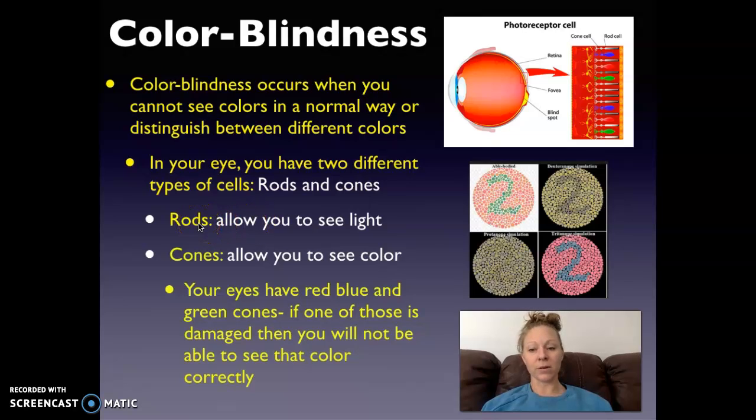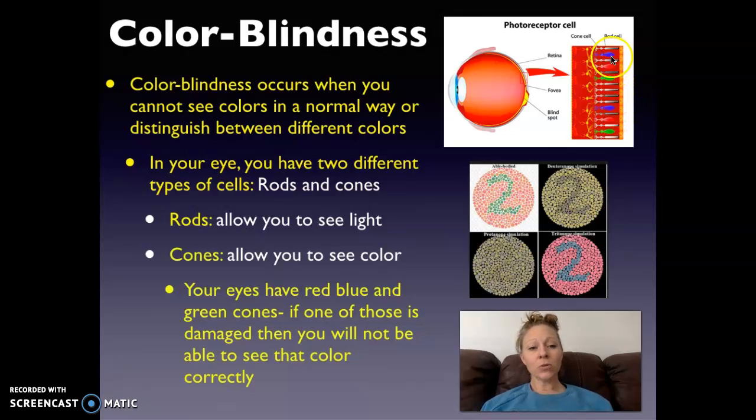So you have 2 types of cells in your eyes, rods and cones. These are your rods here. If light is coming in, you can see that these are lined along the back of your eye like this. When light comes in to your eye, the rods are going to be able to perceive the light, and the cones are going to be able to perceive the color, and you have red, green, and blue cones.